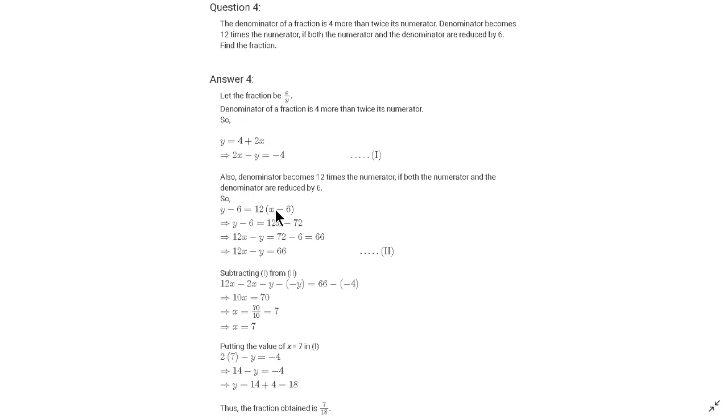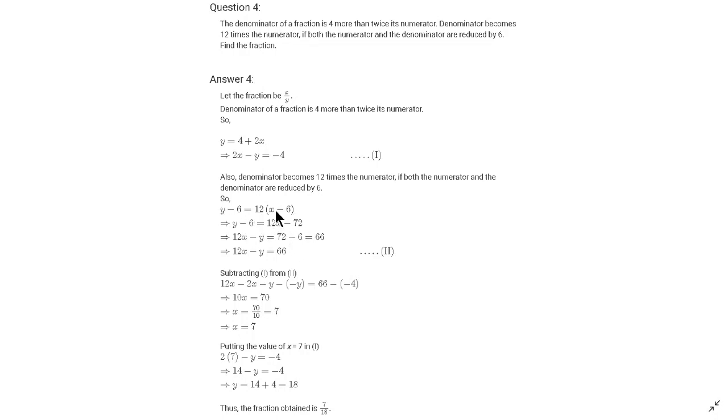This condition is a little complex. You need to identify what the actual condition given is and how to write it. The denominator becomes 12 times, but when does it become 12 times? If both the numerator and denominator are reduced by 6. So firstly we reduce the denominator by 6, then we multiply the numerator, which is already reduced by 6. So this is the condition.